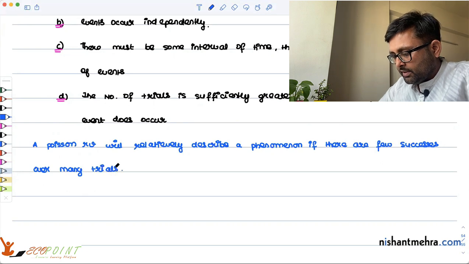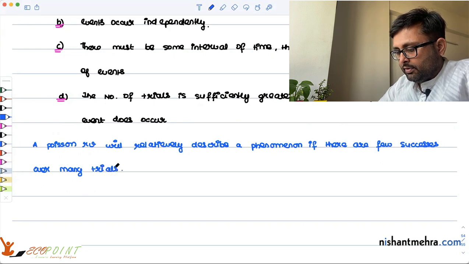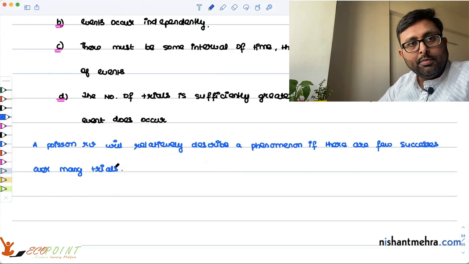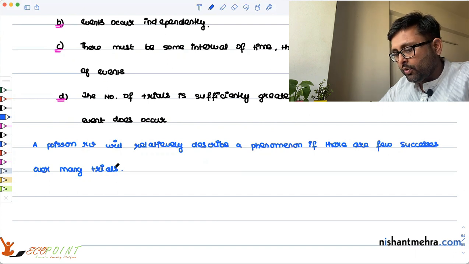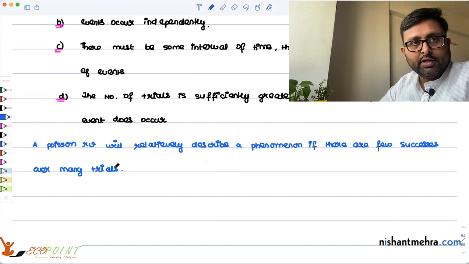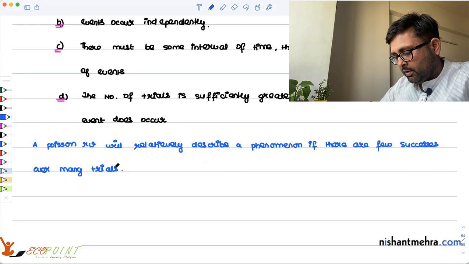If there are few successes over many trials, right? And the Poisson distribution is also said to be a limiting case of the binomial distribution when n tends to infinity, that is, the number of trials tends to infinity. I'm not proving that. So we are just doing it like this.